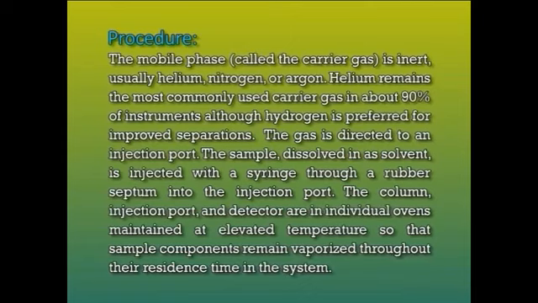The column, the injection port and the detector are in individual ovens maintained at elevated temperature so that the sample components remain vaporized throughout their residence time in the system. Two types of columns are used, that is a packed column and the open tubular or capillary column. Separated components of the mixture from the column are directed through a detector.